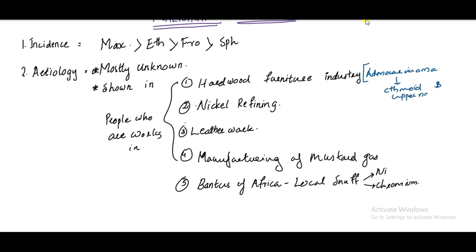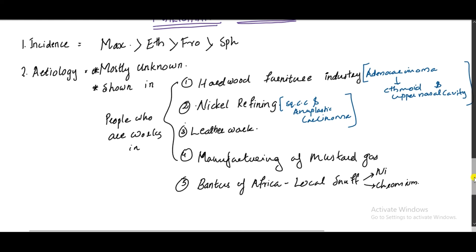In the hardwood furniture industry, the people get adenocarcinoma of the ethmoid and upper nasal cavity, and also people working in nickel refining. Squamous cell carcinoma and anaplastic carcinoma are more common in that kind of patients.